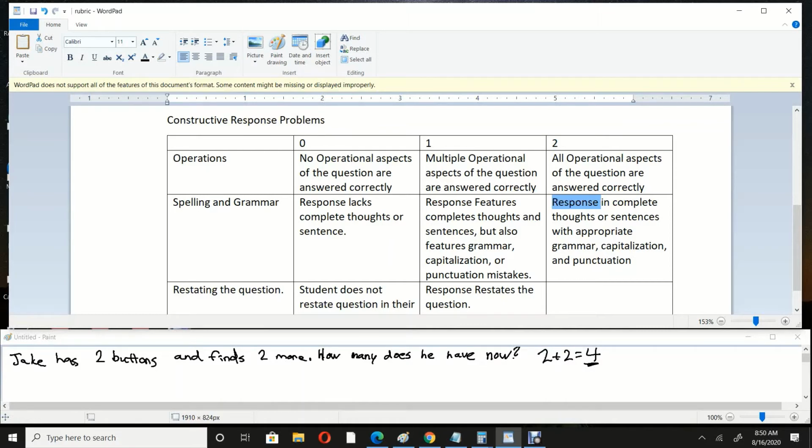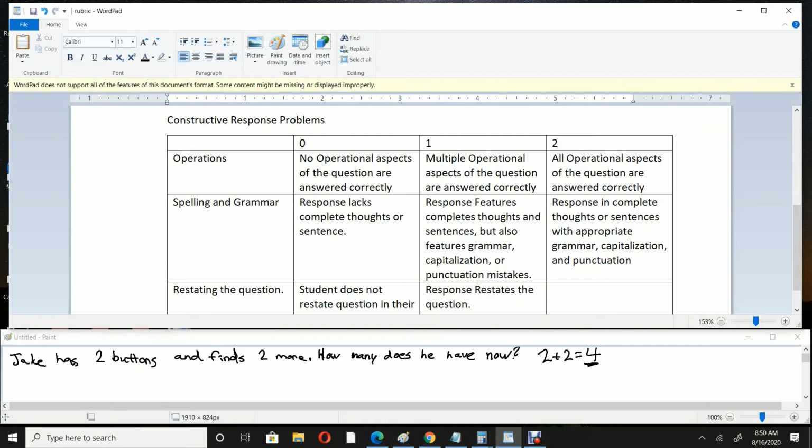Complete thoughts, sentences with appropriate grammar and capitalization and punctuation. You've all taken English for a while now. You need to talk to Misty about how to write in full sentences, okay? I'll be pretty lenient about this, but you want to use correct grammar, capitalization, punctuation. You want it to be a full sentence. So what would a full sentence for this look like?